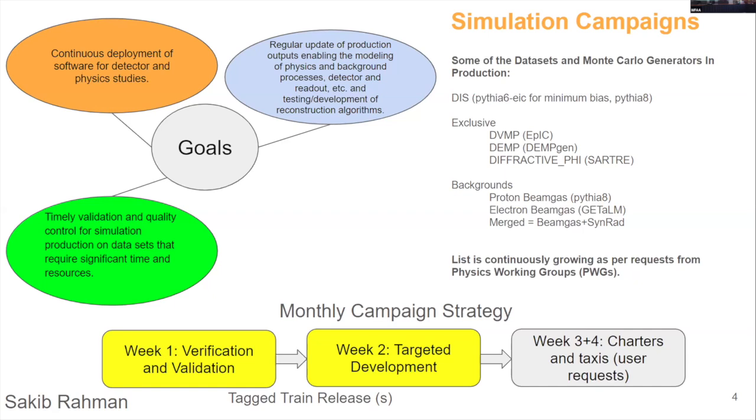Sometimes people can't wait for the next one. They have something specific that they want to study or understand. For that, we have charters or taxis that they can request, but it's only done in very specific, urgent cases, and it gets filtered through our software coordinators who decide the priority. But the goal that we have is to have everyone unified into these production campaigns so that we don't redo the work that multiple groups can use.